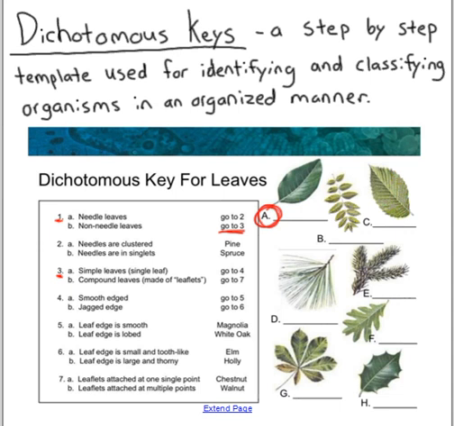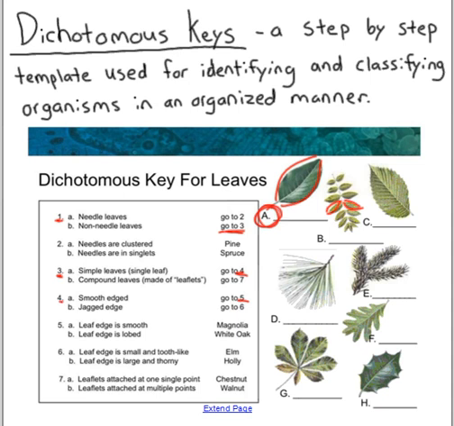Now on some of these you might not know what the description is. Compound leaves is having many different leaves, so like a lot of leaves, not one main leaf. But we're talking about A here. So A is a simple leaf. So we're going to go to 4. Number 4, is it smooth edged or jagged edged? Okay, it's definitely got a smooth edge to it, so we're going to go to 5. Sorry, we went to 4, now we're going to go to 5.